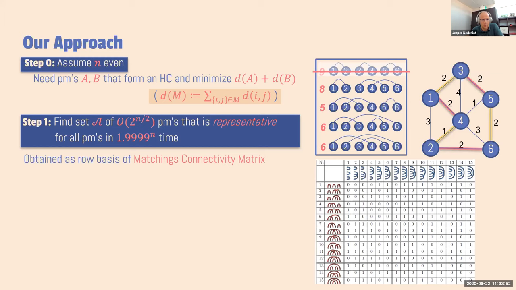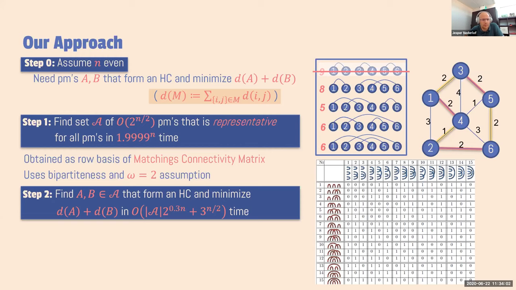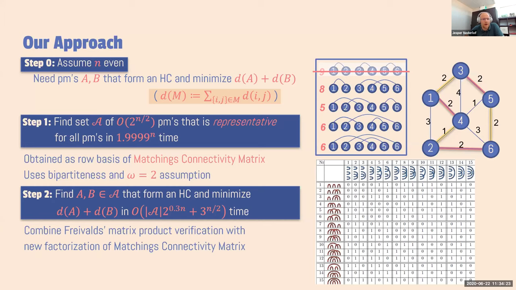And in this first step, I also use these two caveats, bipartiteness and fast matrix multiplication. And then step 2 is the part where the most new stuff is happening in this paper. So now we solve the problem that naturally remains to be done. We find 2 such perfect matchings of minimum distance fast enough. If you plug in this upper bound on calligraphic A here, you get a fast enough running time. And we do this by combining Freivalds' matrix product verification test with a new factorization of this matchings connectivity matrix. That's all I had.